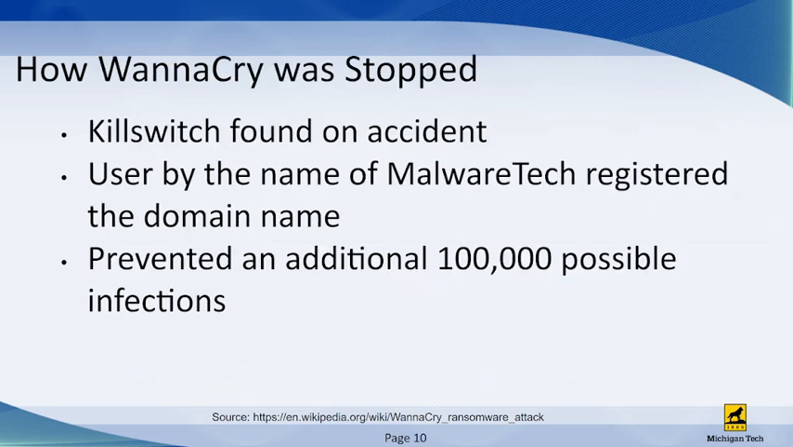So, how did WannaCry get stopped? Amazingly, WannaCry was stopped by accident. A security researcher known as Malware Tech discovered a kill switch. Interestingly enough, Malware Tech actually had a pretty checkered past in the cybersecurity realm, working on a few different pieces of malware, so he knew how they operated. He had some hands-on experience with this. More technically, he registered a specific domain name found in the WannaCry code, and this was how he stopped the malware from spreading any further. This action potentially prevented around 100,000 additional infections.